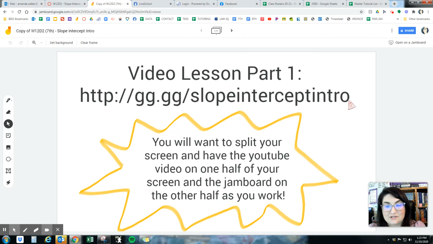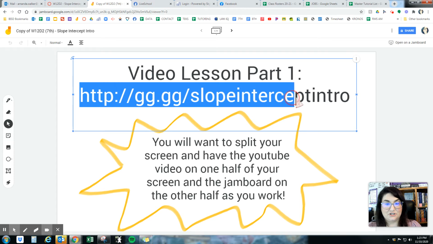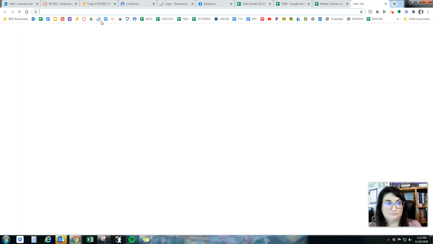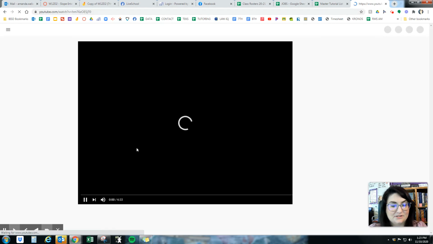So you're going to go to this website here, gg.gg/slope-intercept-intro. You can just open a new tab, type that in.